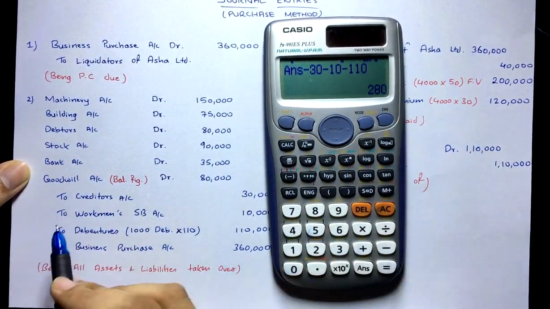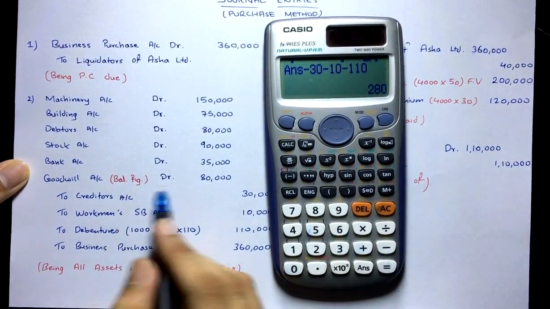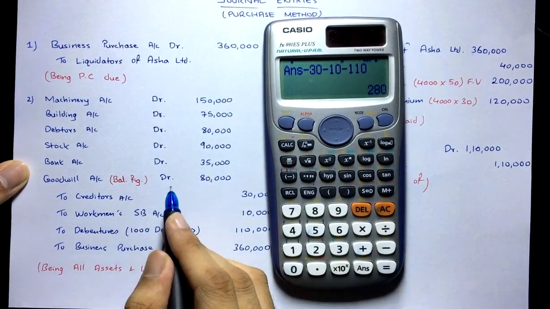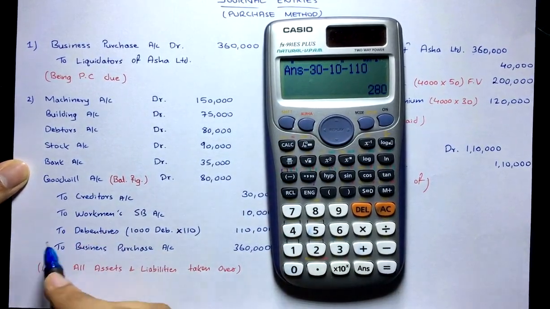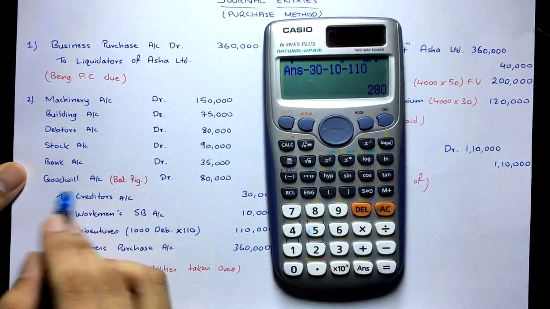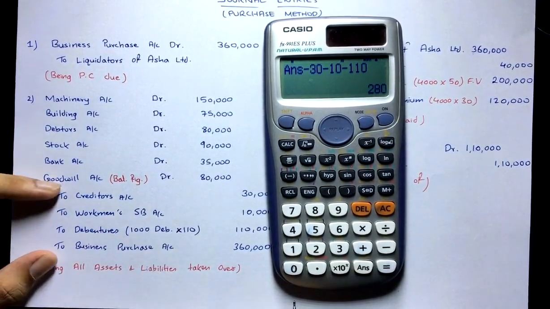So that is the goodwill. Because of the goodwill of Asha company, you are paying more, and that is a loss. You have to take it to goodwill account. This is the balancing figure. That is what will happen. The credit side is more here.